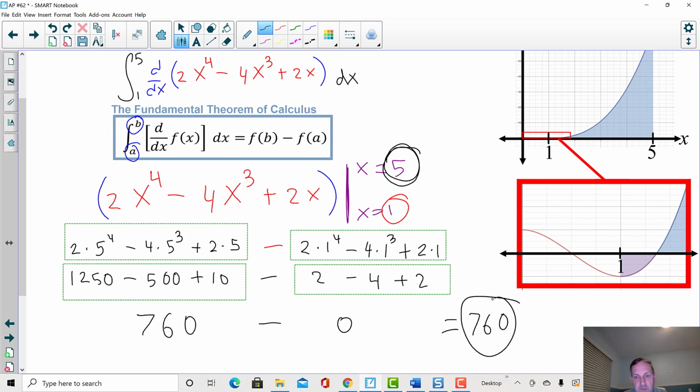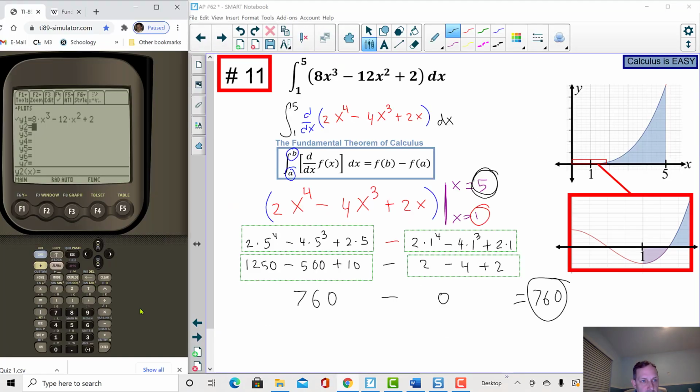Plug it into a calculator, see if we got the same answer. We're going to type our function into y1, then we'll go to the home screen. We want to do the integral of our function, and our function is y1 of x. We're going to put comma x because we want our x to go from 1 to 5. Push enter, and we do get 760.